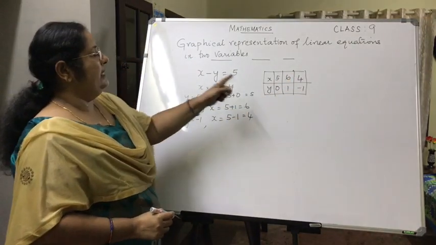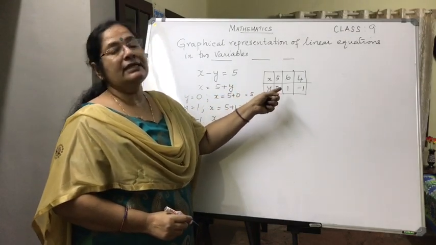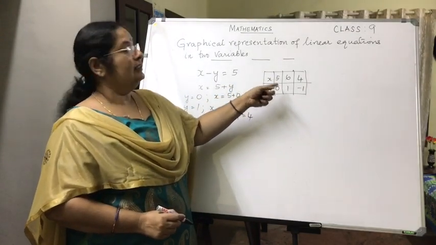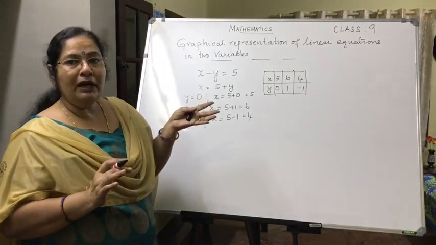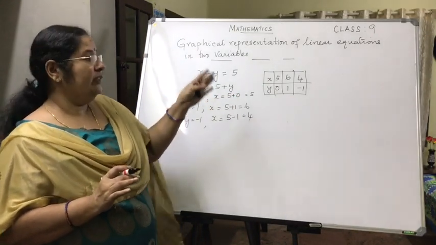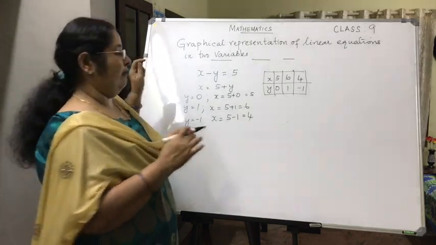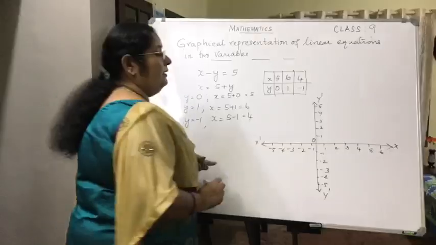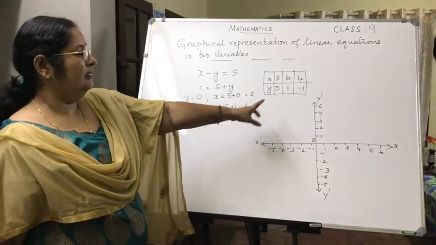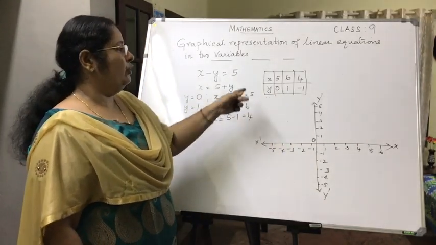Now these are the points we are going to plot. The ordered pairs are 5 comma 0, 6 comma 1 and 4 comma minus 1. With this you will be plotting the graph. So let us draw the graph. We have the coordinate plane here. Now you are going to plot the points.